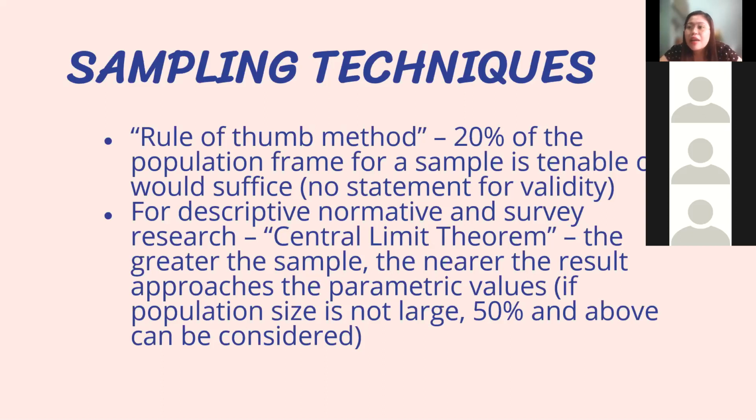So, 50% and 100. Okay ra pud if dili nato makuha ang the whole 133. As long as more than 50% siya, sobra 100 atong makuha, okay lang. So if the population size is not really large, 50% and above can be considered. So kung dili jud kaayo daghan ang atong population, bisan pag dili nato ma-achieve ang atong computed sample size, as long as again sobra 50% and above siya, okay lang pod.